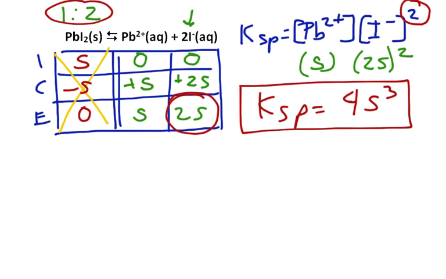And if I knew, let's say, the lead ion concentration, then I know that that's the same as my solubility. If I knew my iodide concentration, I had to be a little careful because that's going to be double my solubility. So I could divide by 2 and then go back and figure out the Ksp.